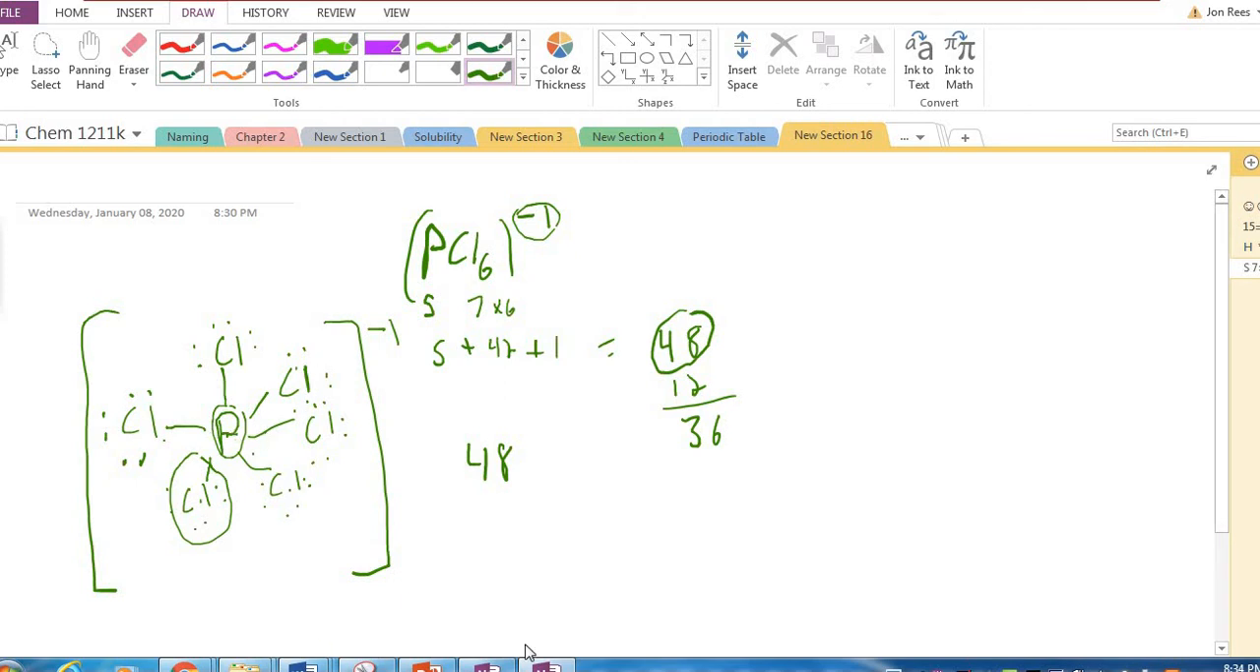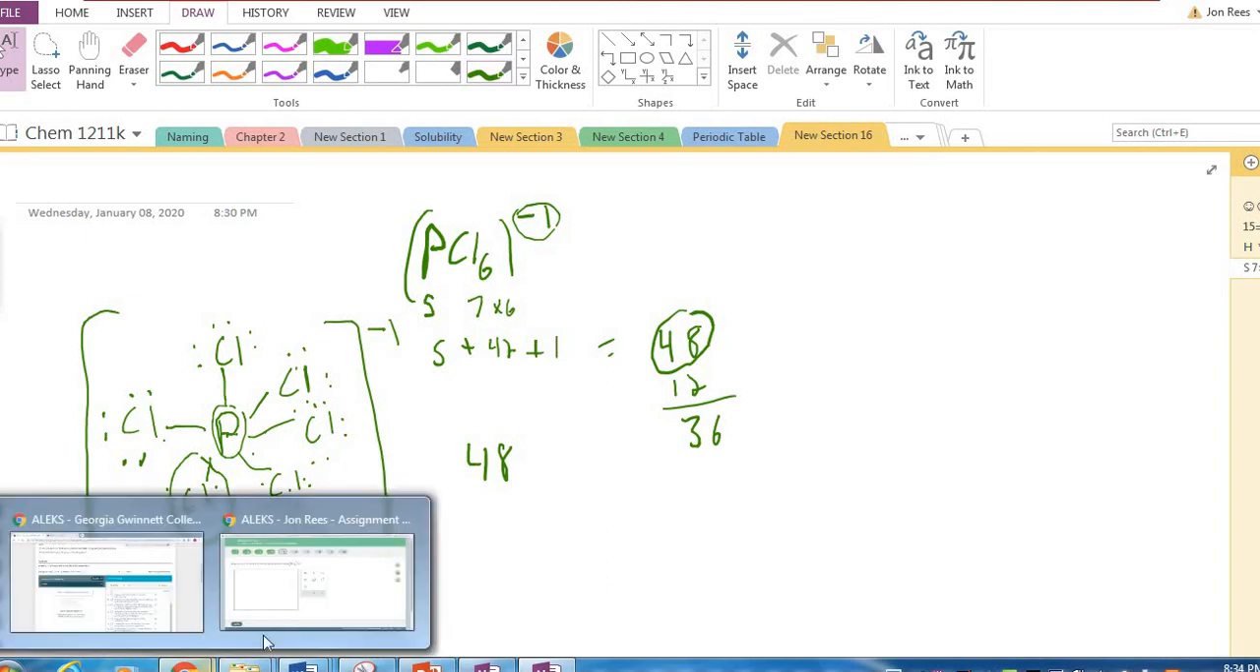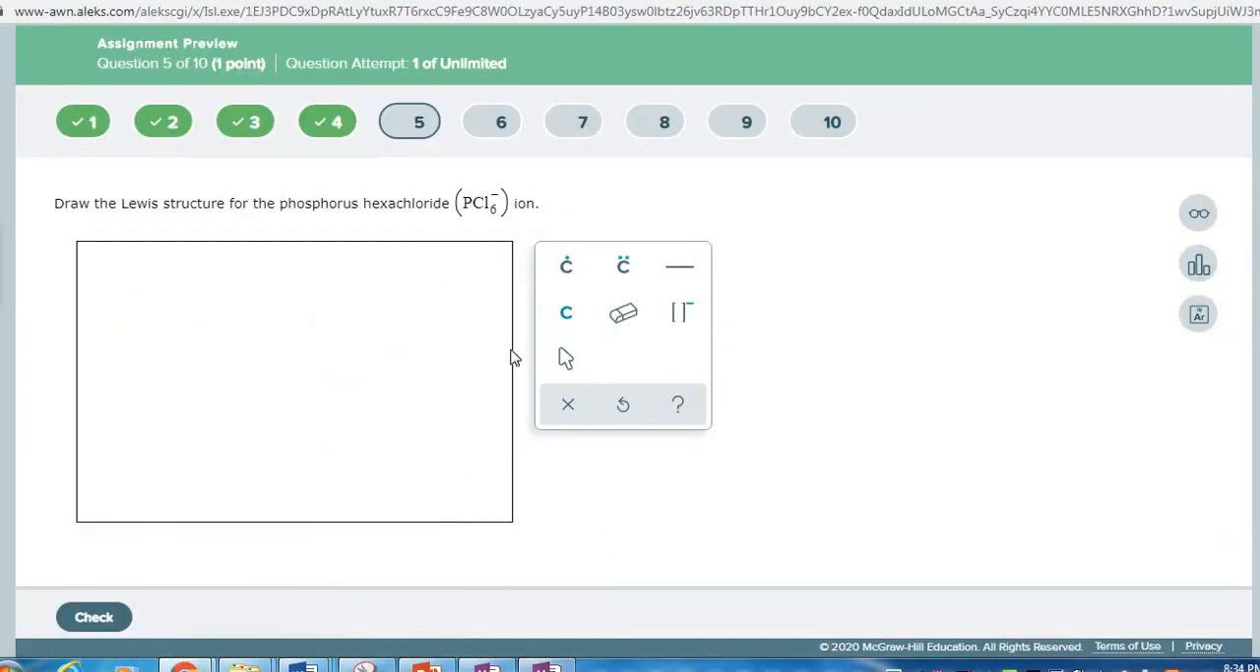Alright, so this might be a little bit long. You can skip ahead to the end, but let's go ahead and throw this into Alex just to show that we're right. Okay, so again, I'm going to put that phosphorus right here in the middle, and I'm going to add bonds here. 1, 2, 3, 4, 5, 6.